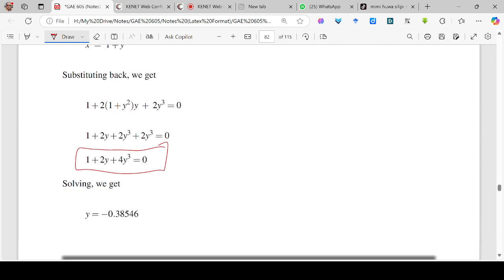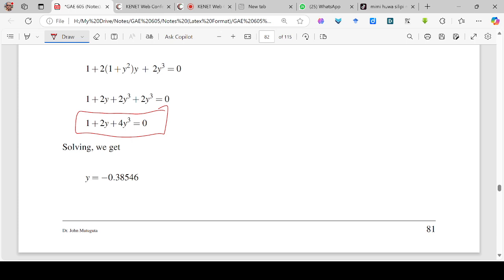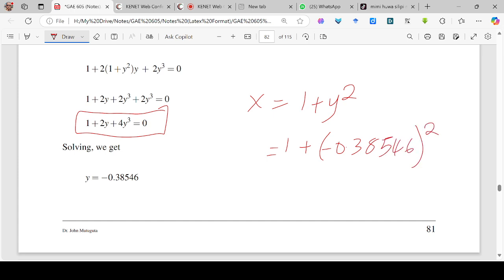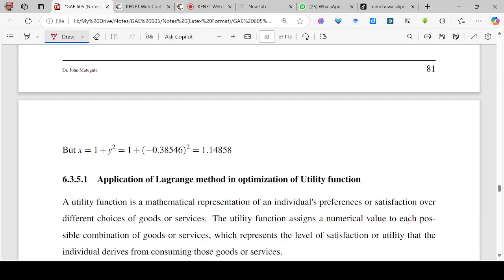Solving the equation, we get y is minus 0.38546. But remember, x is equal to 1 plus y squared. So we can substitute to get 1 plus minus 0.38546 raised to the power of 2. So this should give us the value of x, which is 1.14858. Those are the values of x and y at which the function f is optimal.